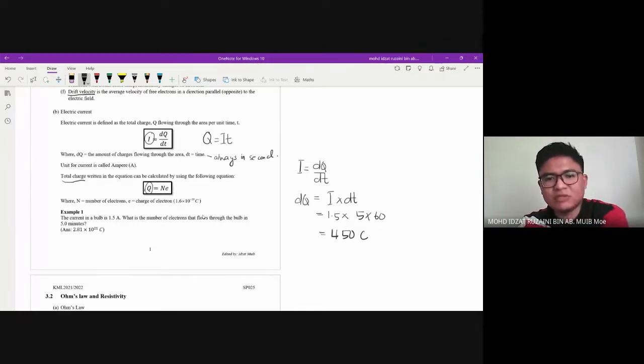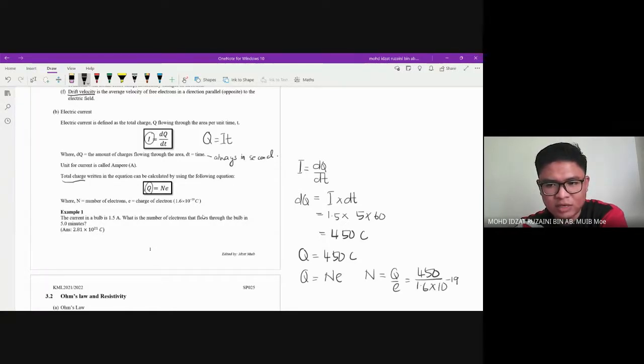You are asked to find the number of electrons. So the total charge Q equals 450 coulomb. Now you have to use the other equation, Q equals NE. So N equals Q over E, which is 450 divided by 1.6 times 10 to the power of negative 19.